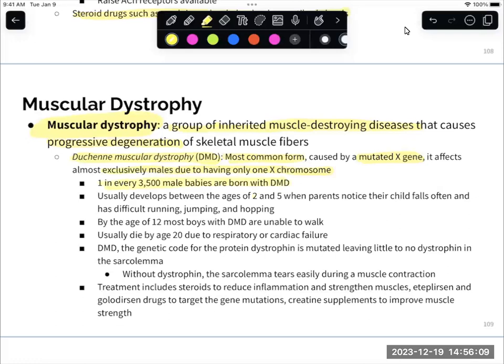It starts to develop between the ages of 2 and 5, when parents start to notice their children are tripping more often, they're falling, they used to be able to run, now they can't run anymore, jump, hop, play. By the age of 12, they're not able to walk. And by the age of 20, they usually die because of cardiac or respiratory failure.